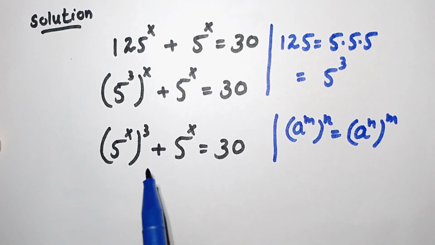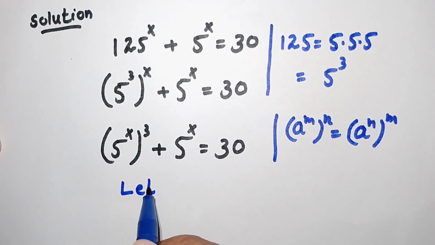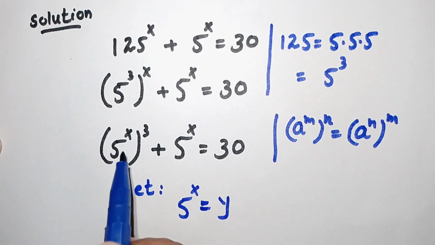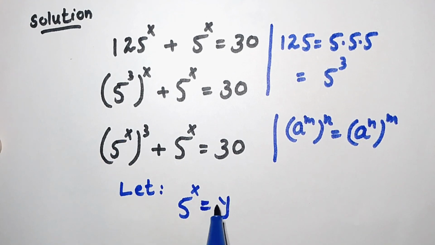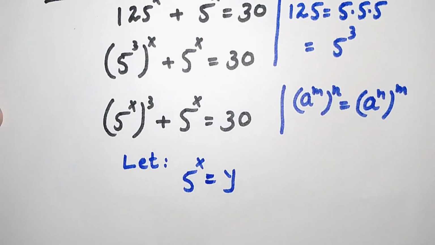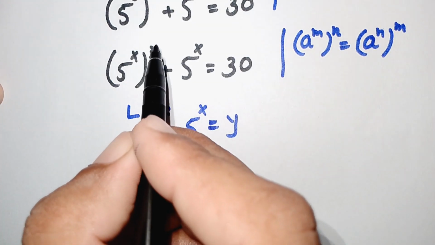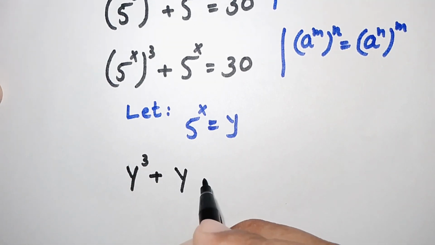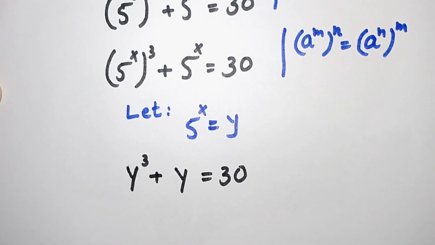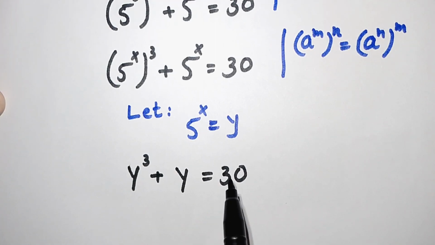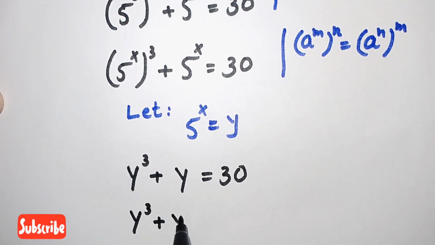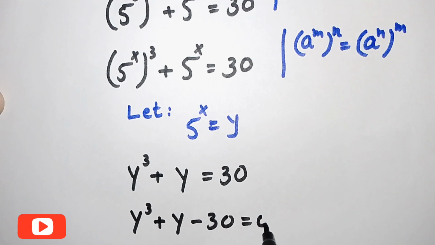Now, to solve this interesting question, let us suppose this 5 to the power of x is equal to y. So here we have to substitute this 5 to the power of x by y. So this will become y to the power of 3 plus y, which is equal to 30. Now we have to move this 30 to the left side. So this will become y to the power of 3 plus y minus 30, which is equal to 0.